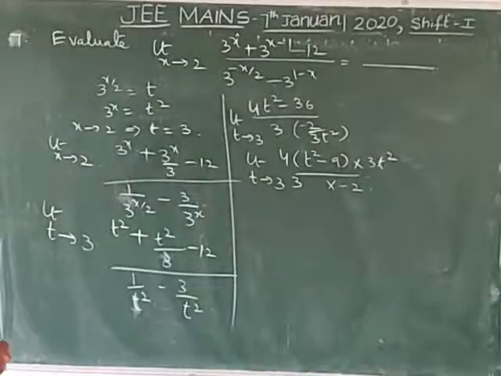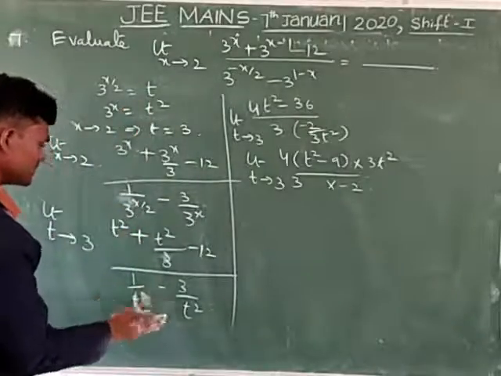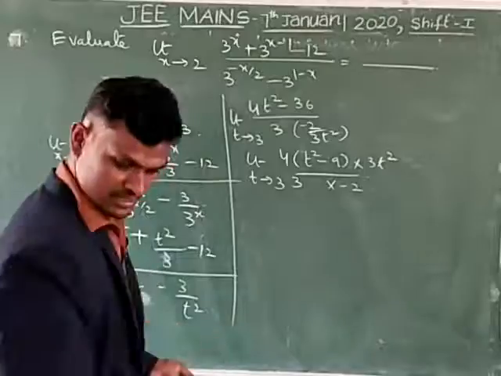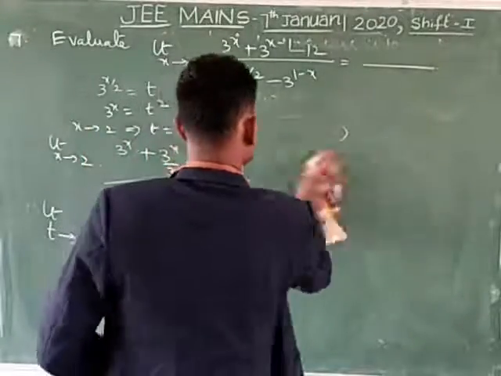Here we did one mistake here. See here, 3 power x by 2: x by 2 means here you have to write only t. Then you can take LCM here. Here a small mistake is there. See, that's why this is wrong. Listen.